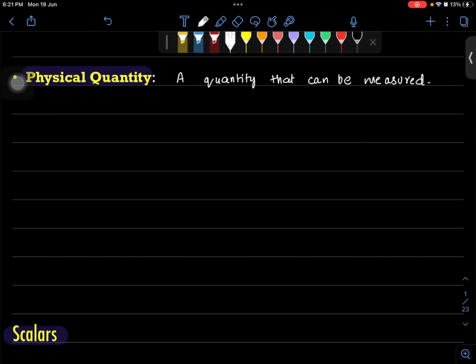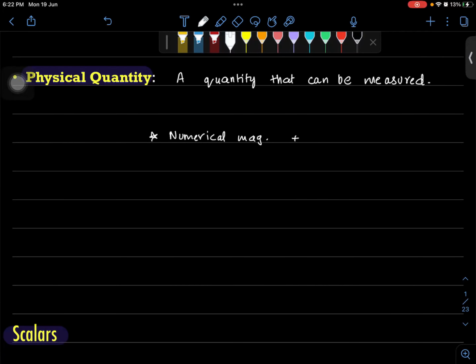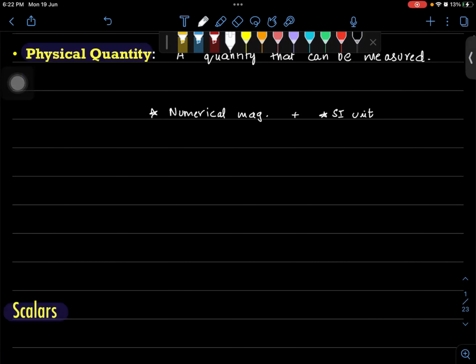अब physical quantity की characteristics क्या है? There must be two things that are necessary for all physical quantities. हर physical quantity का numerical magnitude होना चाहिए, and it should have an SI unit. We have two types of physical quantities जो कि हमारे course में, and we'll be talking about them. We have scalars and we have vectors.